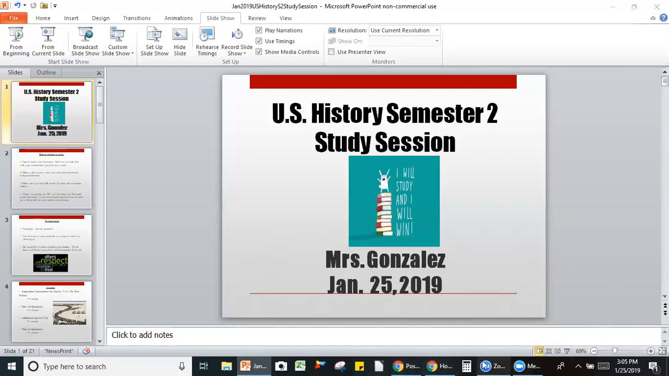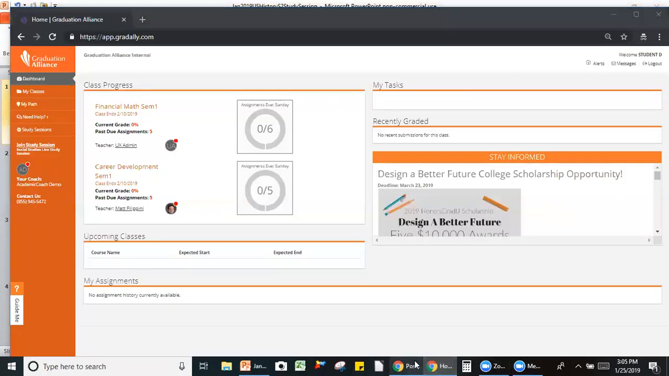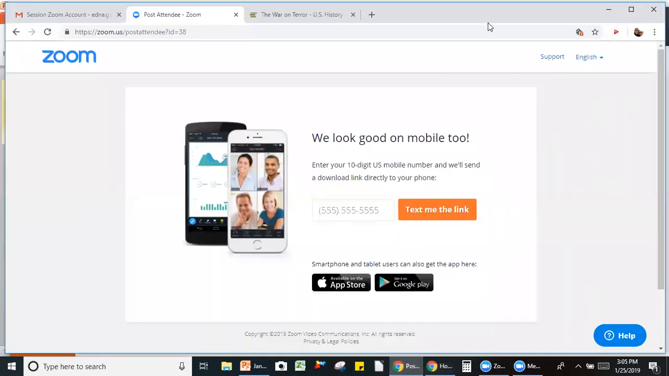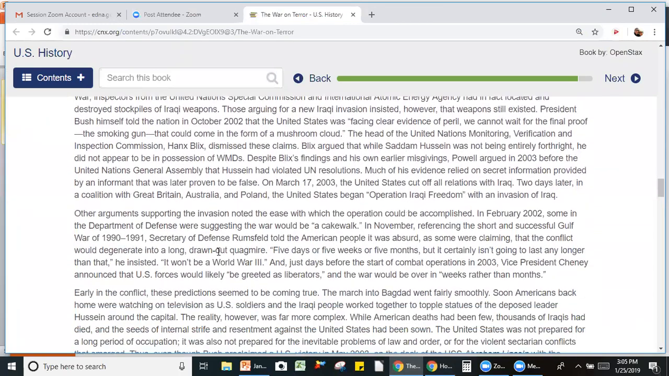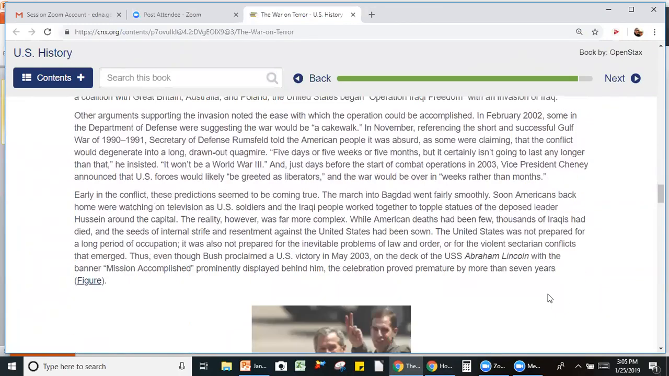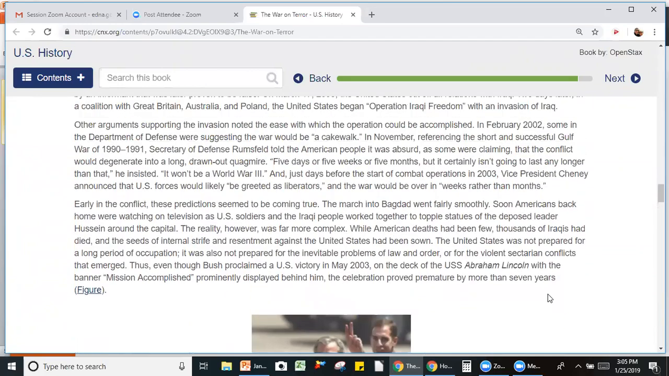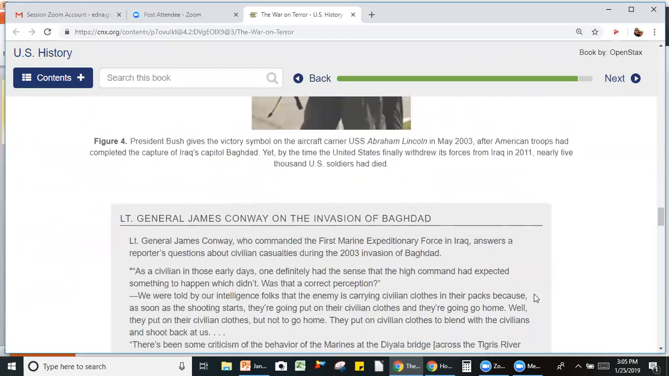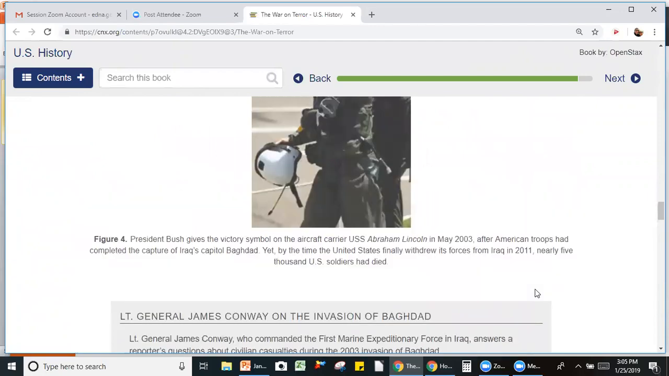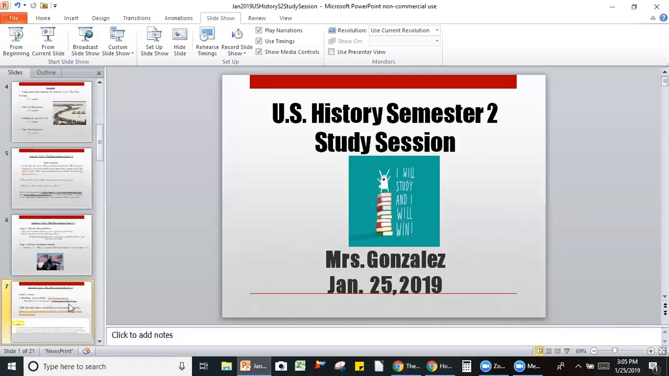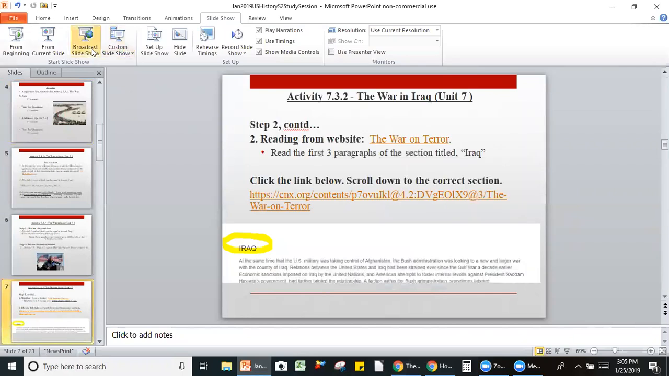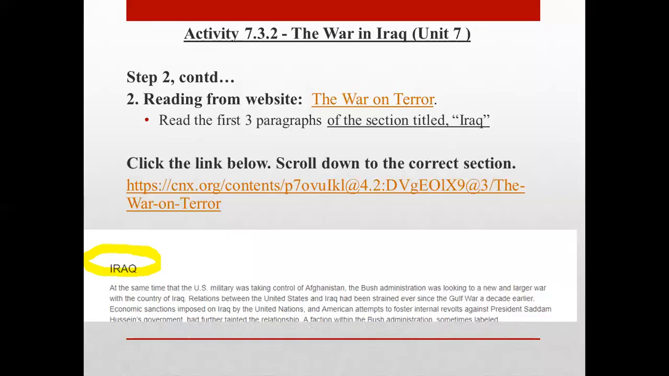So it does say the first 3 paragraphs, but I actually recommend reading the whole thing because you'll get even more information if you're reading the entire thing. And again, there's just an image of where I circled where you need to begin reading.